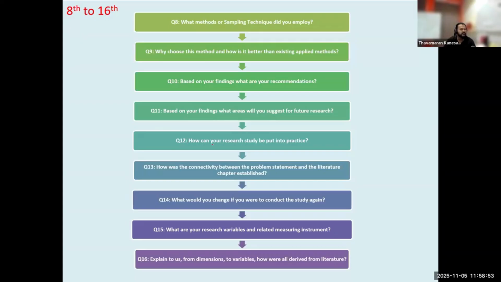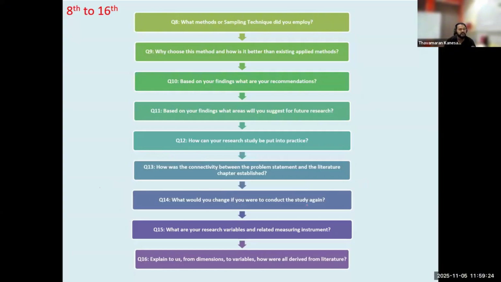Question 12, how can your research study be put into practice? 13, how was the connectivity between the problem statement and the literature chapter established? If you use AI, you can never understand this because there won't be any connectivity. So how was the connectivity between the problem statement and the literature chapter established? Why did you do this literature review according to the problem statement? That's what he or she is asking.